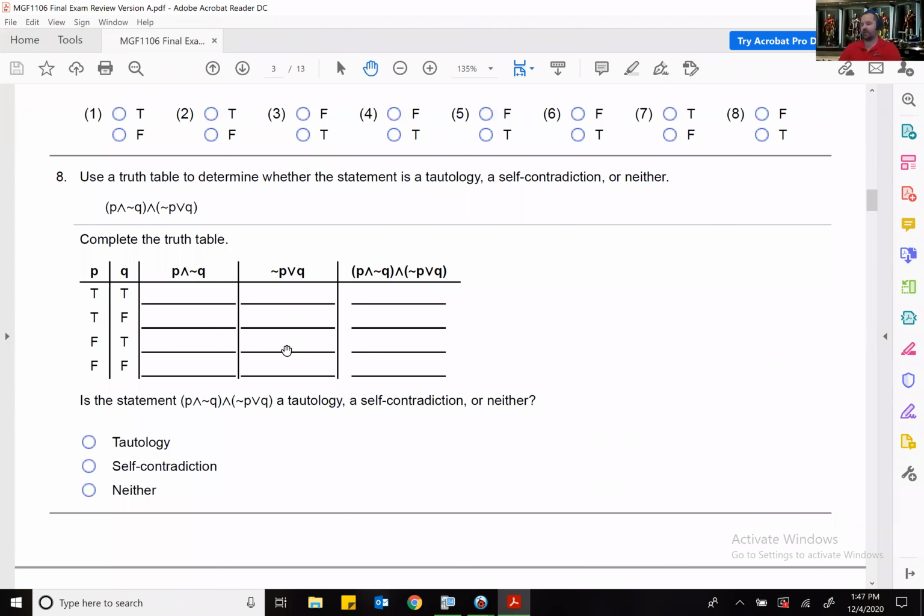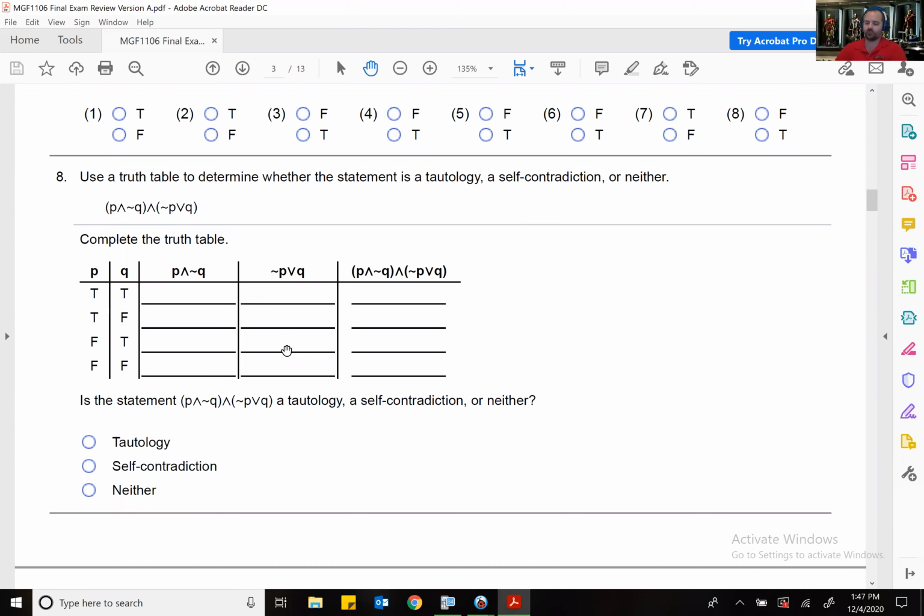Truth table again, everybody's favorite. All right, so we got this big long statement up here. P and negate Q, and then we got another parenthesis with P or negate P or Q, close the parenthesis.